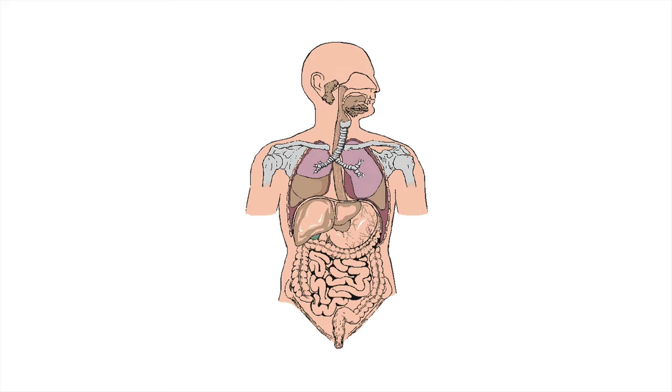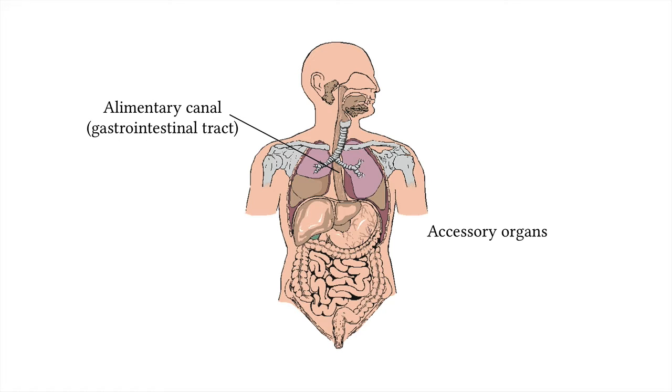We're first going to take a look at the digestive system as a whole, following the path that food takes through it as it's utilized by the body. The digestive system can be divided into two parts. The alimentary canal, or gastrointestinal tract, is the pathway that food takes as it moves from the mouth all the way down to the anus. The accessory organs aid in the digestion of that food.